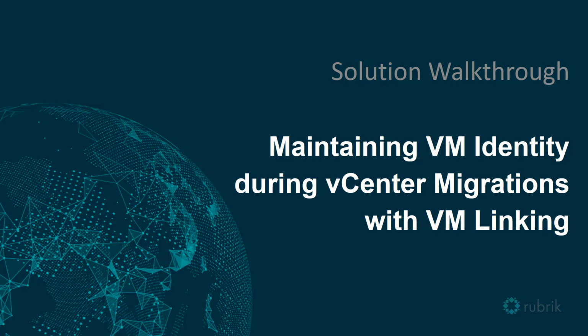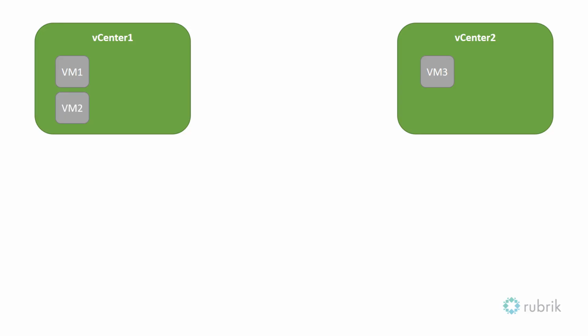Now, before we get into how to configure VM linking, let's take a step back and have a look at what happens if we don't have a functionality like this to link our VMs. First up, we need to understand how VMware identifies virtual machines within a vCenter server instance.